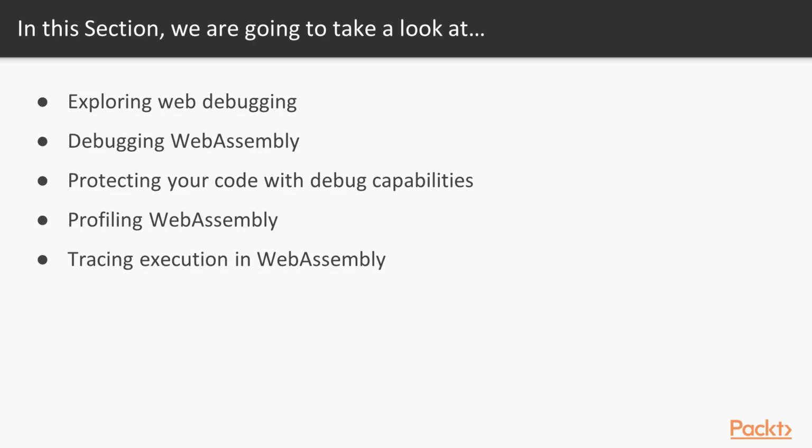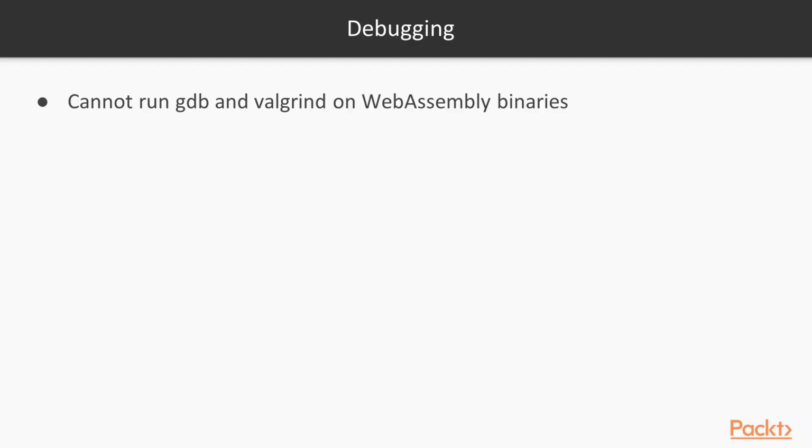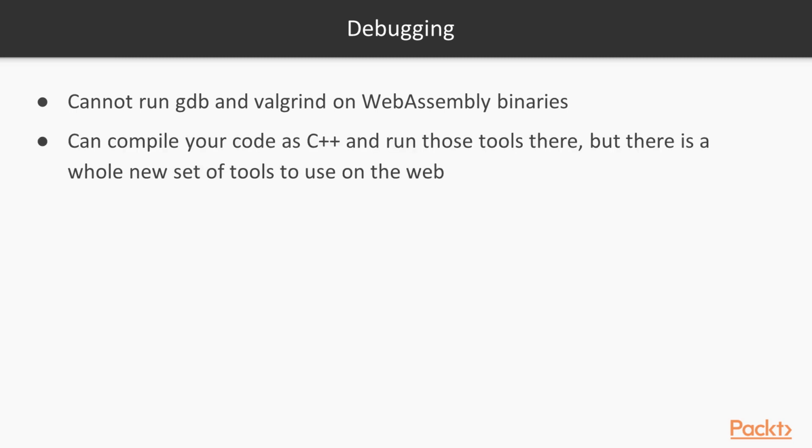So let's get started. First video is exploring web debugging. If you're not a web developer by trade, you might not realize the powerful tools that exist in your web browser for debugging code. It turns out that you can't run the tools that you're familiar with in C++ world, such as GDB or Valgrind, on WebAssembly binaries. Now, you can compile your code to C++ and try to run your tools there, but there's a whole new set of tools you can use on the web.